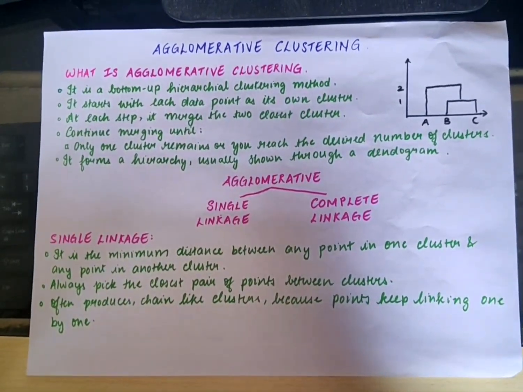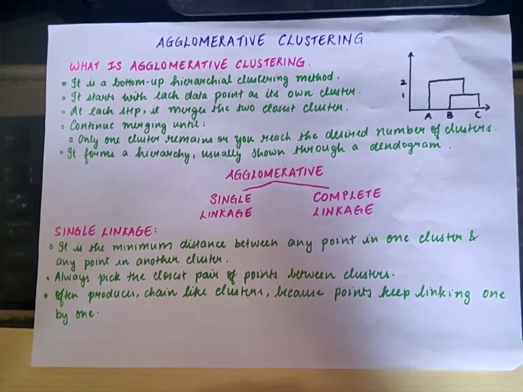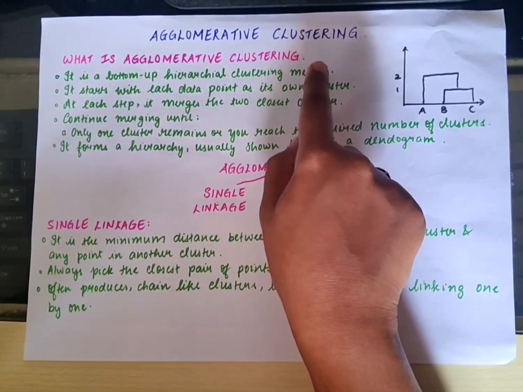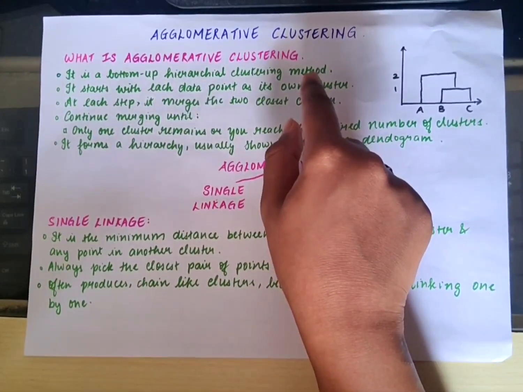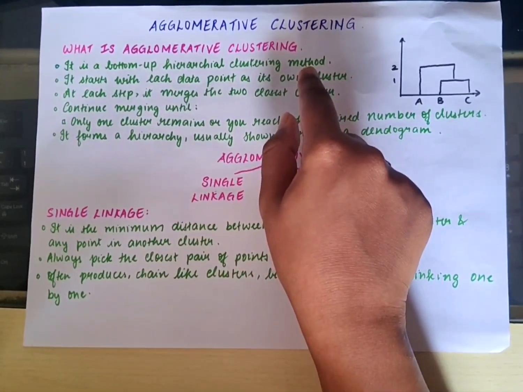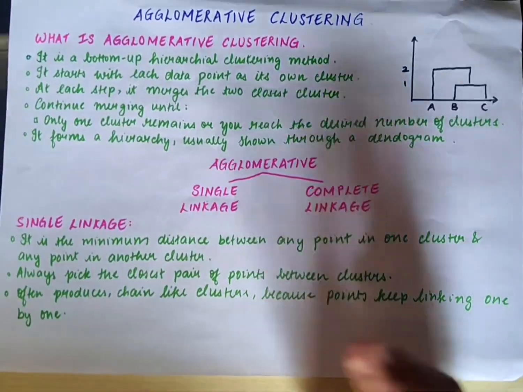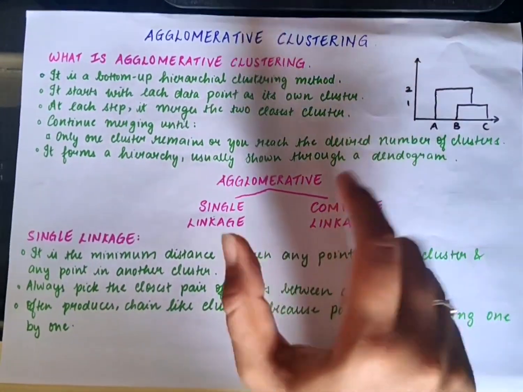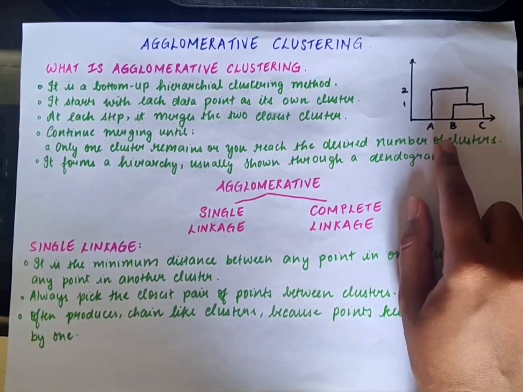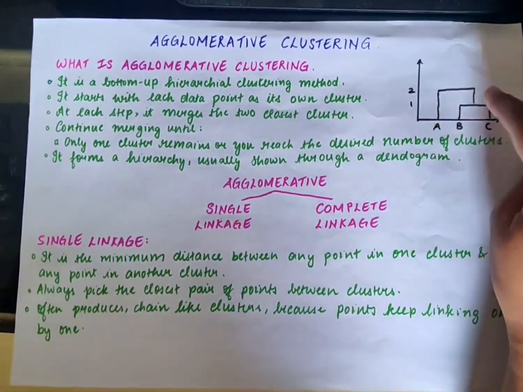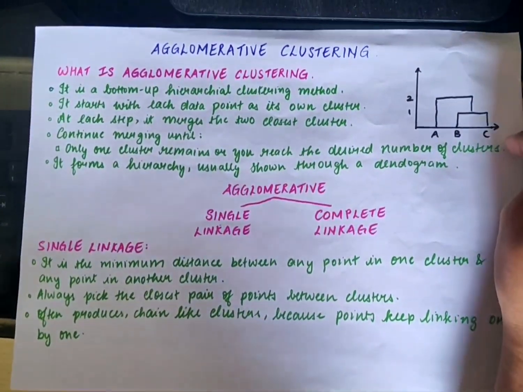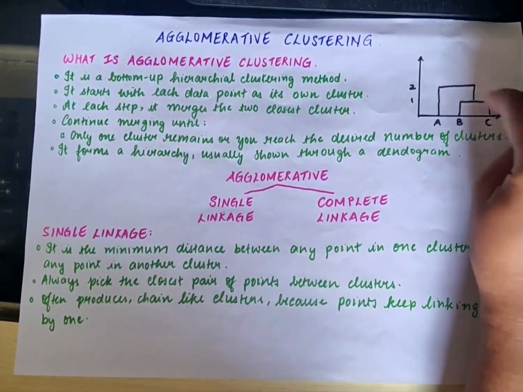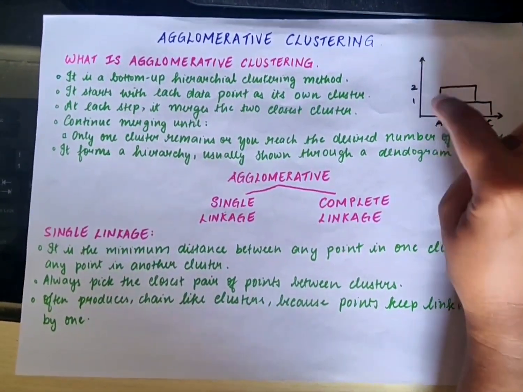Today we are diving into one of the most fundamental algorithms in unsupervised learning, which is agglomerative clustering. So what is agglomerative clustering? It is a bottom-up hierarchical clustering method. That means that we start at the bottom, treating each data point as its own cluster. I've shown a small dendrogram here, where clusters B and C are merged together, and then the whole cluster merges with cluster A.